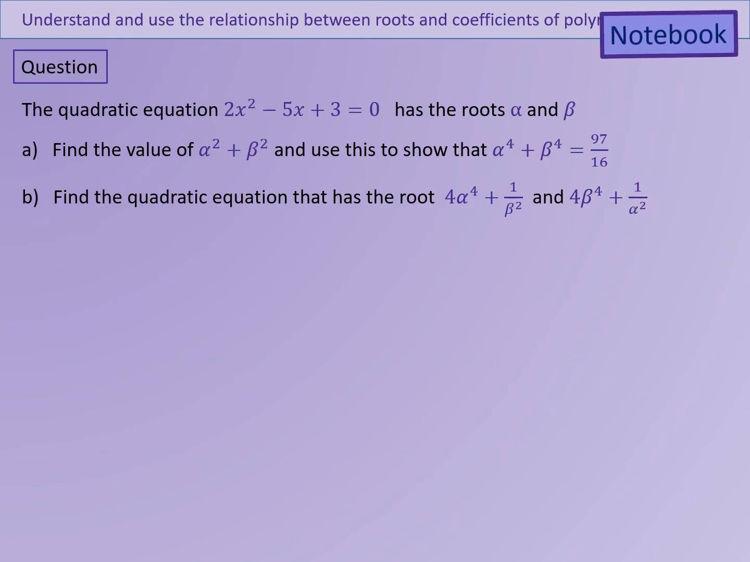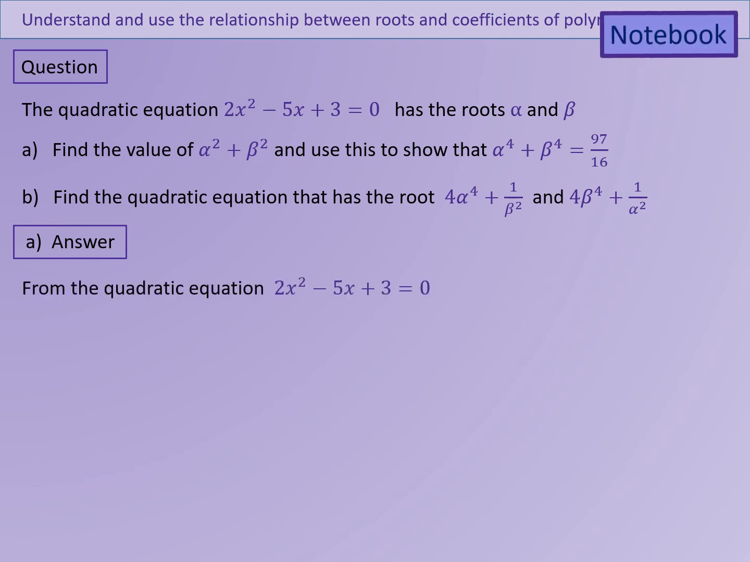Let's take a look at an example for your notebook. So the quadratic equation 2x squared minus 5x plus 3 equals 0 has roots alpha and beta. And we need to find the value of alpha squared plus beta squared and use that to show alpha to the power 4 plus beta to the power 4 is 97 over 16. So let's start there.